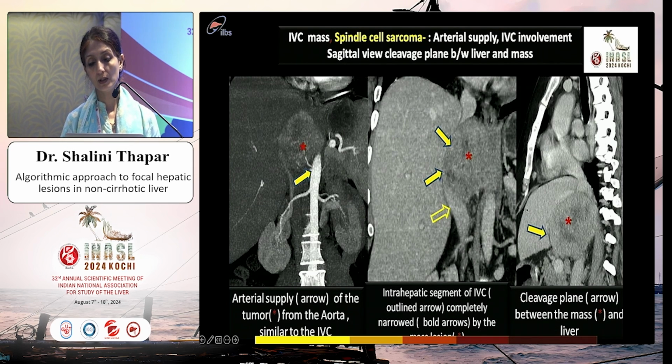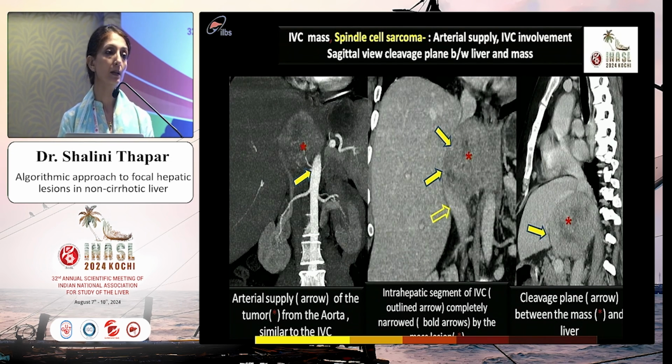And then when we looked at the MPRs, we saw that there was a slight cleavage plane between the sarcoma and the liver. So this is a very commonly made mistake. But these are all small things that are going to happen all the time. We need to make a diagnosis with whatever is available to us and always be careful about the fact that it can be wrong, and we learn every day.